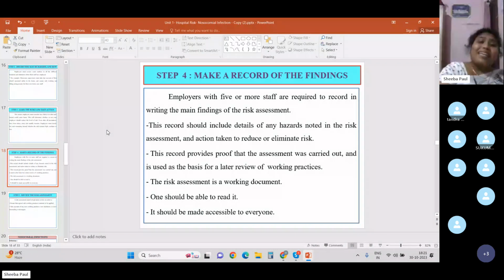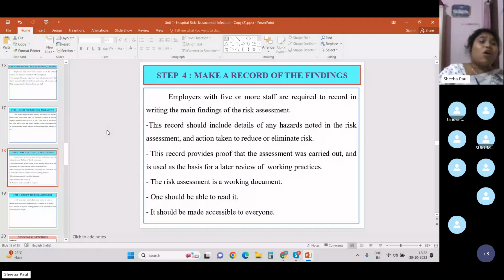Next, moving on to step 4, that is make a record of the findings. Whatever happens in the organization or institution in hospital settings, the staff has to record and document it, so that it can be discussed with the administration and management to prevent further risk, to prevent further outbreaks, and to completely eliminate the risk.